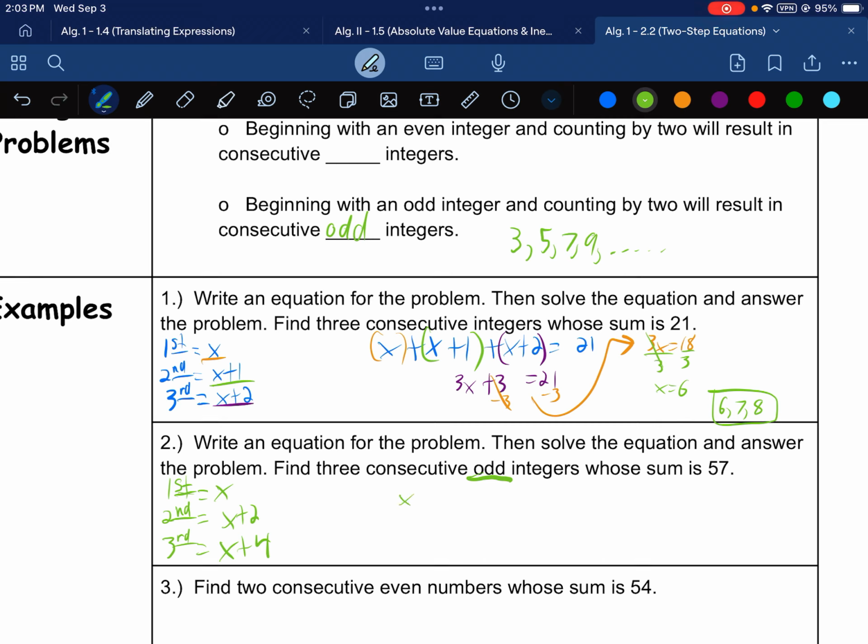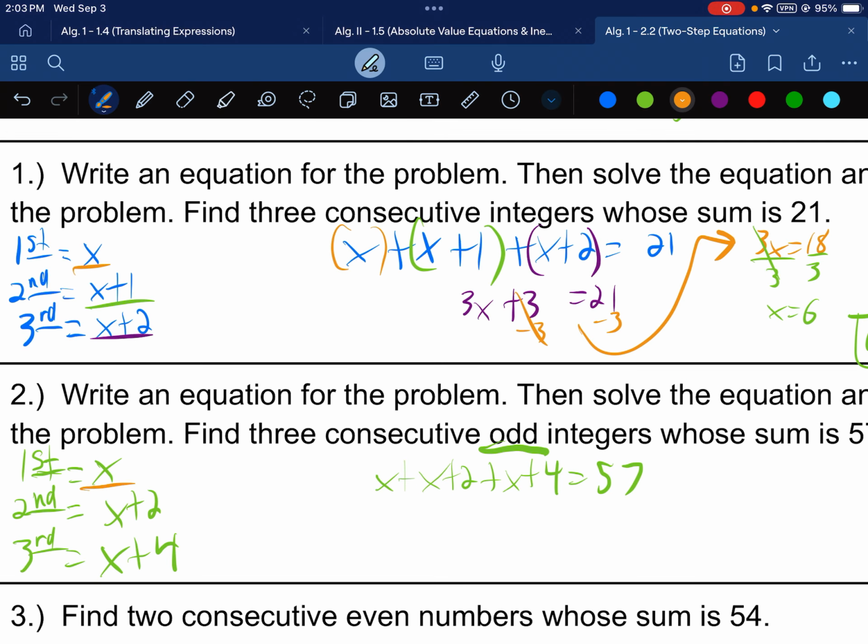And we know their sum is supposed to be 57. So similar to the last problem, I'm going to add these up. x plus (x plus 2) plus (x plus 4) equals 57. Once again, I'm going to use color coding to help me out here. x is the first number. x plus 2 is our second number. And our last number is x plus 4. So we have our x, our first number, plus x plus 2, the second number, plus x plus 4, the third number, all equaling 57.